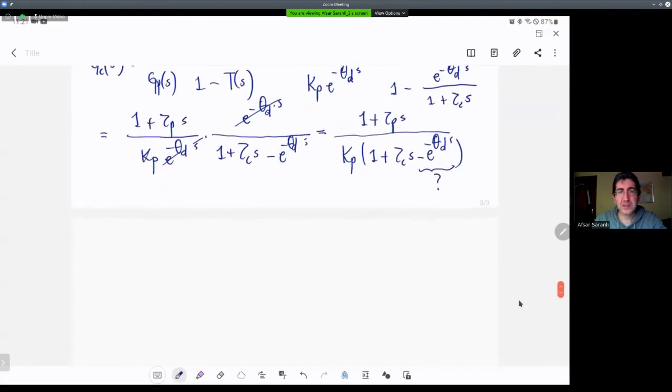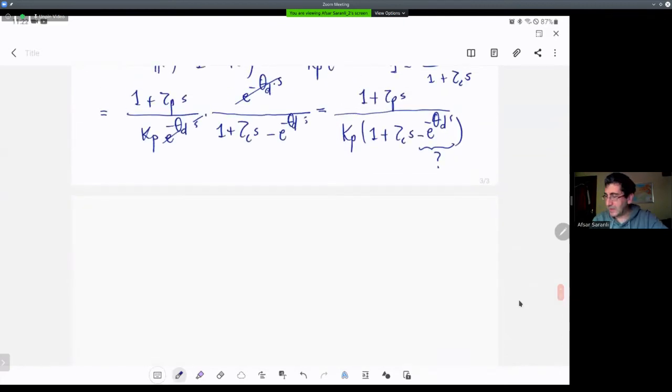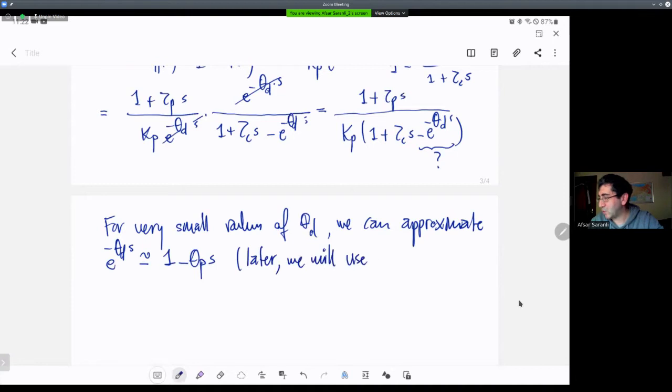Any other questions? Okay, that's good. So for very small values of theta d, we can approximate e to the minus theta d s with its Taylor series expansion, which is linear. Okay, and note later we will use Pade approximation.